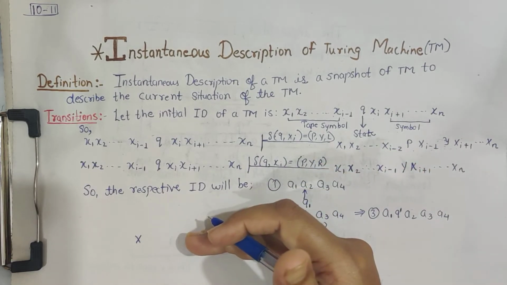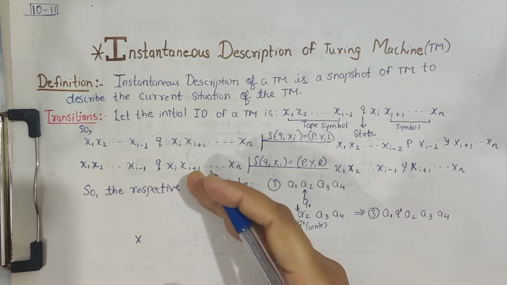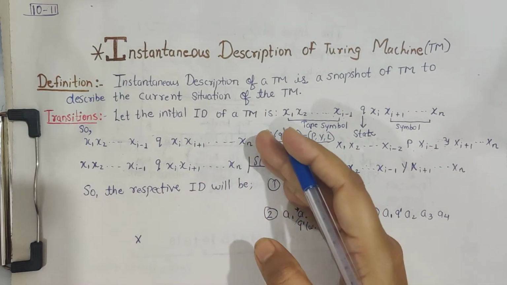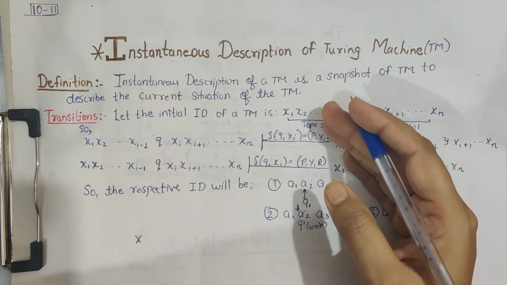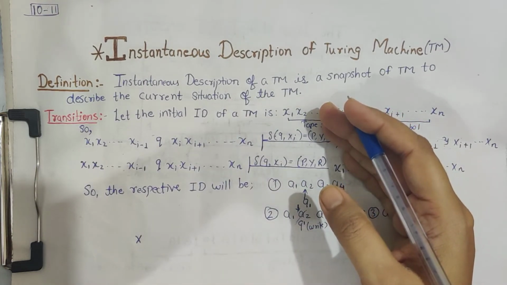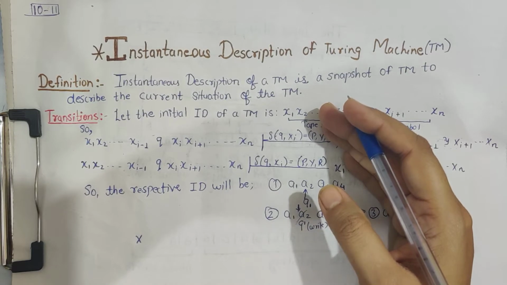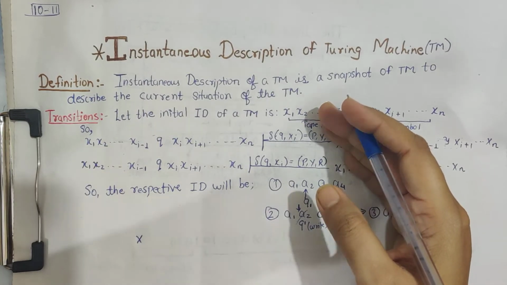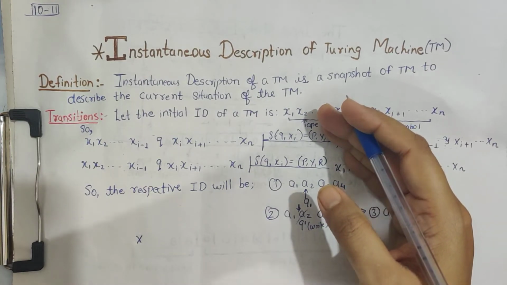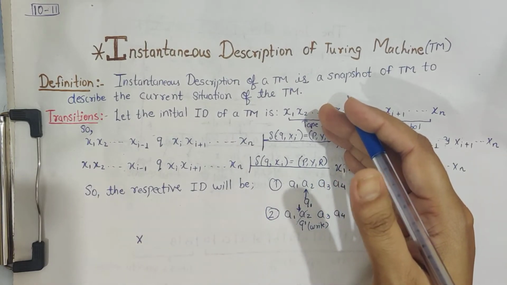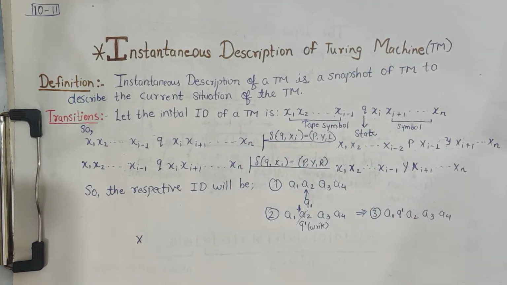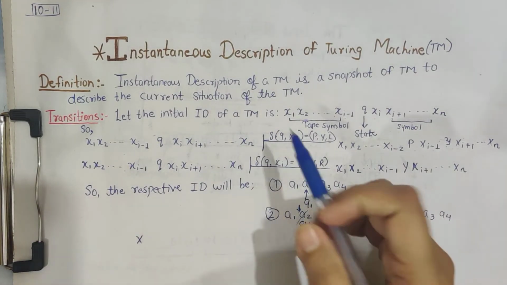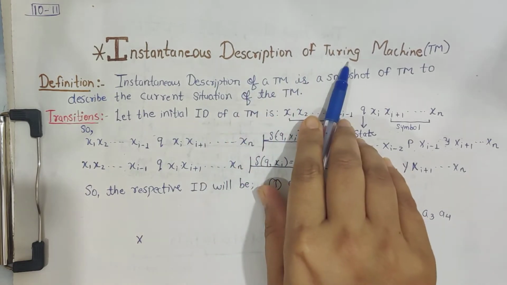Seven tuples was like a finite set of states, that is Q, then sigma, that is the set of input symbols, then tau, that is the tape alphabet, final state, initial state, then the transition function. All these tuples were included in the representation of Turing machine. Now we are going to see the instantaneous description of the Turing machine, that is ID of Turing machine.